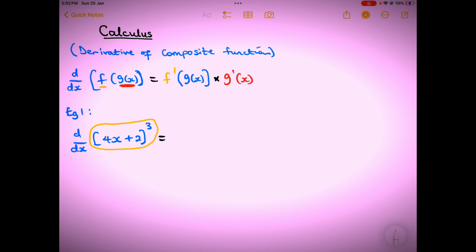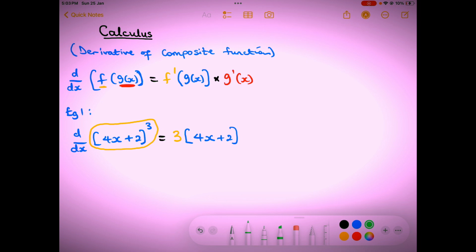It's very simple. The 3, which is the power, I'll move it down like this. And then the next thing that I will do is to minus 1 from the power that was there. So I will minus 1 from the 3, and that will give me 2. So that is it. I have differentiated the outside function. Now we look at the inside one. So the inside one is the 4x plus 2. So when we differentiate 4x plus 2, we get 4, right?